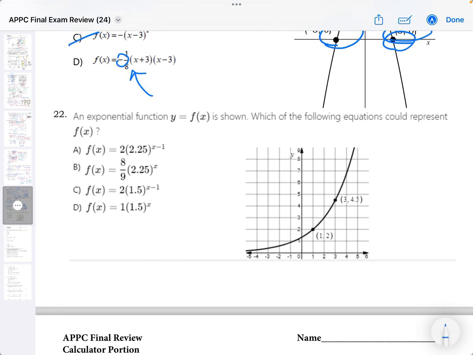22 here, this is one that, keep in mind, it is an exponential function. The rule here is every time x goes plus 1, my y value is going to go times the ratio. This is important to recognize in the pattern here. So with this, I'm looking at my y values. My y value went from 2 to 4.5.